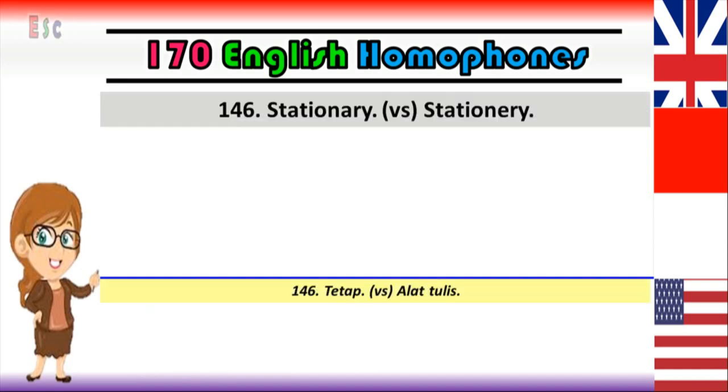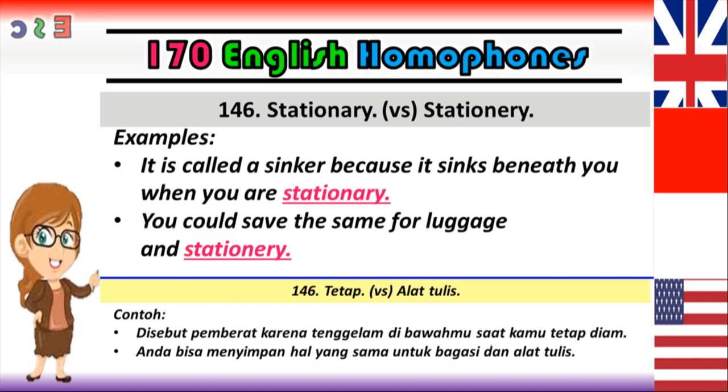146. Stationary versus stationery. Examples. It is called a sinker because it sinks beneath you when you are stationary. You could say the same for luggage and stationery.